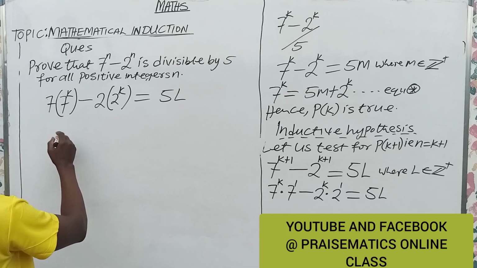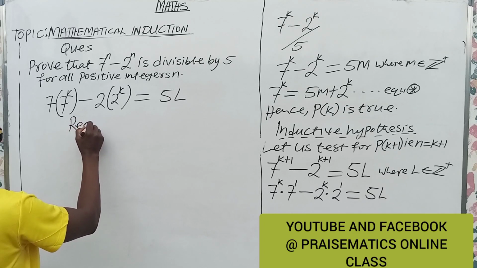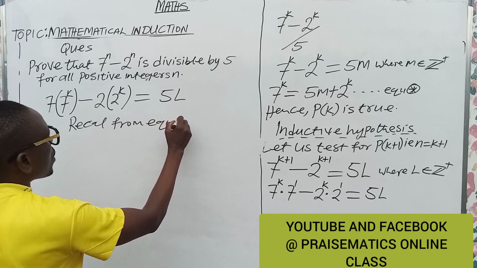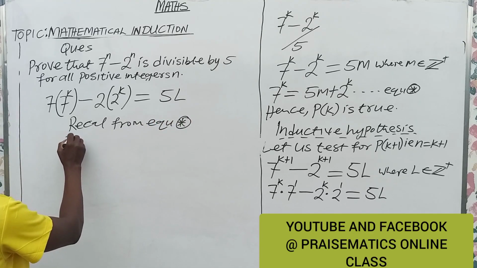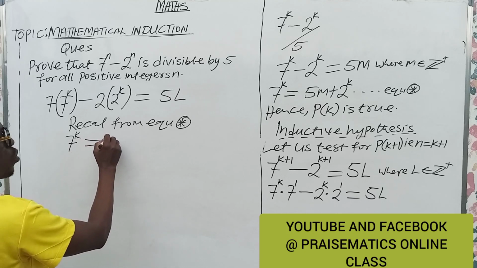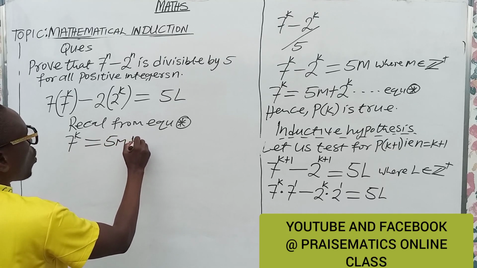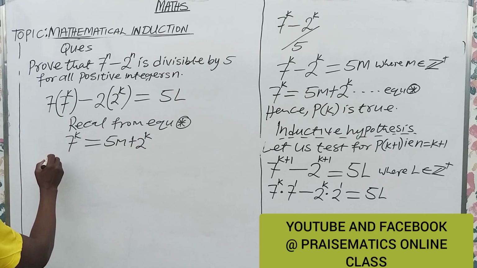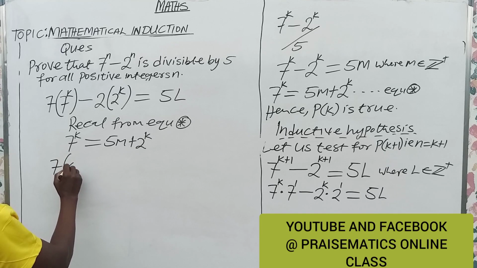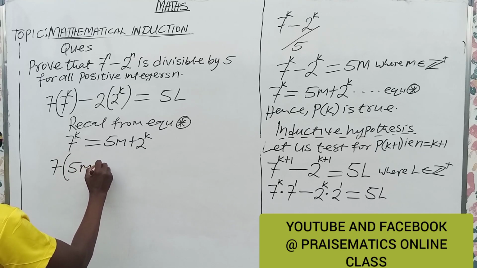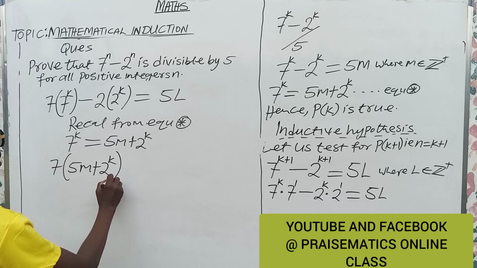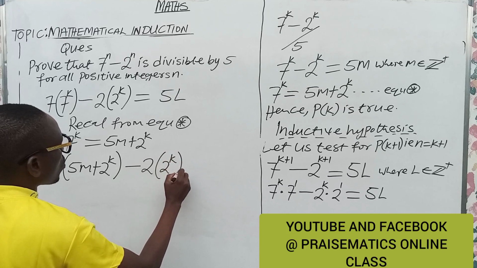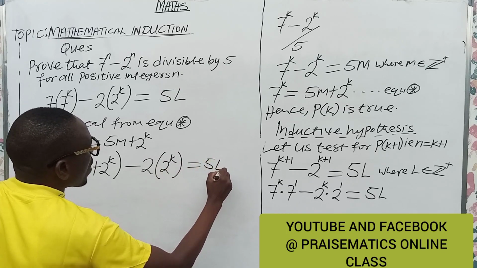Okay. Now let's go. Recall from equation star that 7 raised to power k is equal to 5m plus 2 raised to power k. Now we'll substitute it here, which is now 7 into 5m plus 2 raised to power k, close it, minus 2 into 2 raised to power k, close it. Is it divisible by 5?